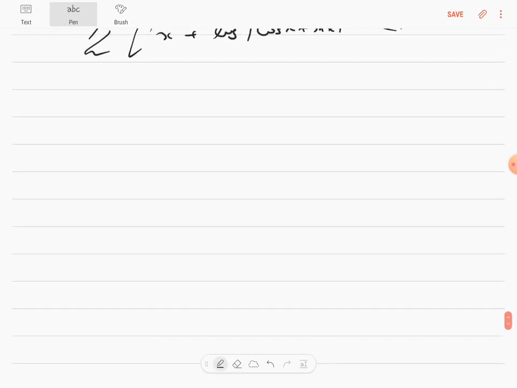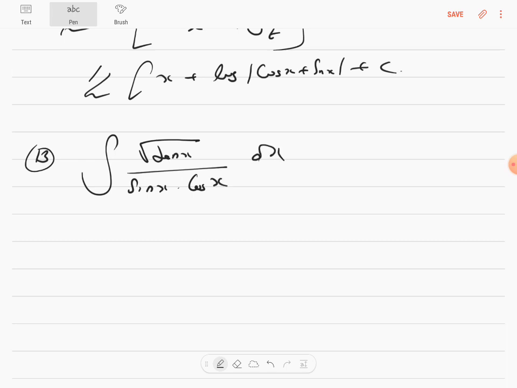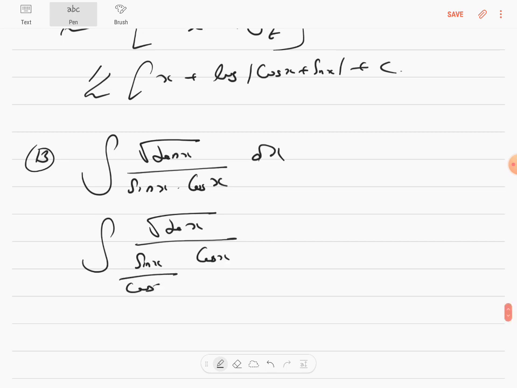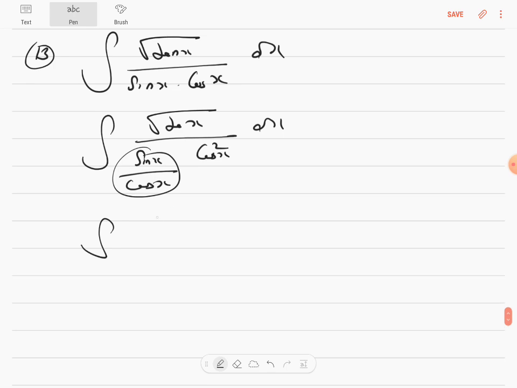So let's go to the next format, which is the 13th question. Next are all trend fishing formats, wherein a question is there such as root tan x by sin x into cos x. The first thing that will strike me is to convert it into tan and secant square, for which I'll write it as root tan x by sin x into cos x, multiply and divide by cos x, so it will become cos square x dx. This itself will become tan x, and root tan x by tan x will be 1 by root tan x, and 1 by cos square x will become secant square x and go to the top.